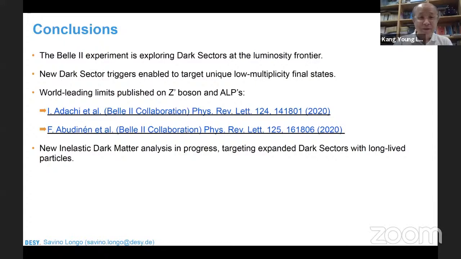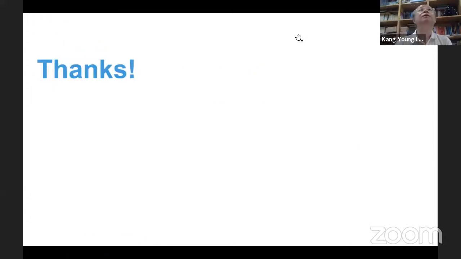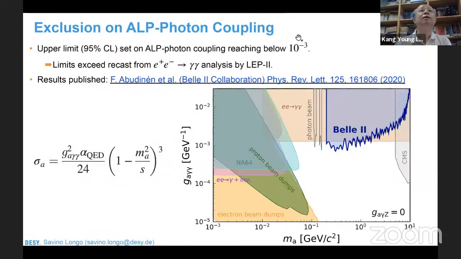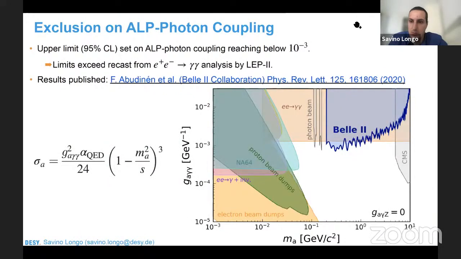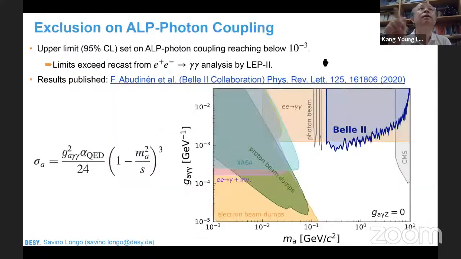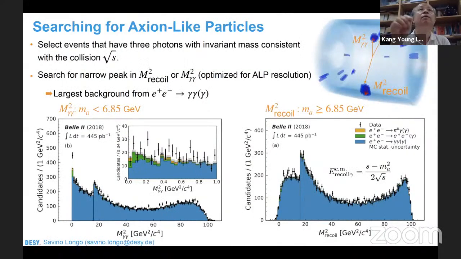Okay, Sabino, please show the Axion-Like particle part. Which part? This one? Next. Here. Well, yes. Please explain the meaning of the number 6.85.